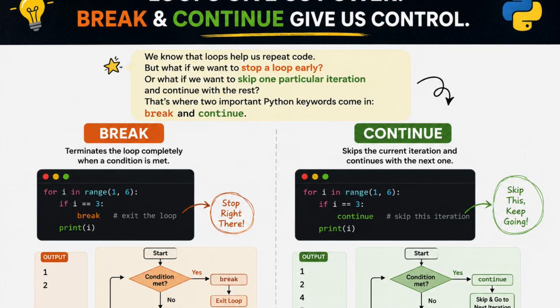We know that loops help us repeat code, but what if you want to stop a loop early, or skip one particular iteration and continue with the rest? That is where two important Python keywords come in: break and continue. Let's start with break. The break statement is used when we want to stop a loop immediately.